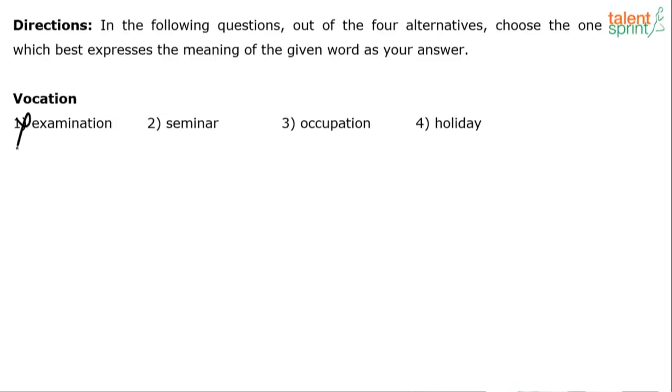So it will not be examination, it will not be seminar. You can say, I have a vocation for training. That means I'm meant for training, I love training. This is the occupation that I would choose. The right answer is occupation, not even holiday. So nothing much to discuss over here. Let's quickly move on to the next question.